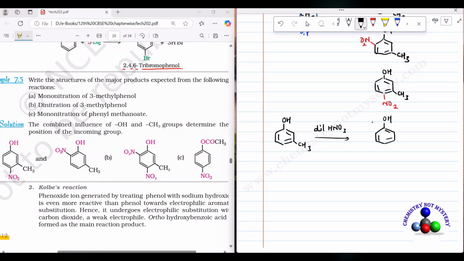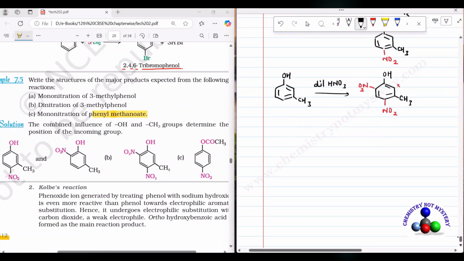This is OH group and this is CH3 group. As we have already discussed, this position is sterically hindered position. So we are not going to attach nitro group at this position, but we can attach nitro group at ortho position as well as at para position. So nitro group will get attached to para with respect to OH and ortho with respect to OH. So this will be the product of dinitration of 3-methylphenol. Now come to the third question. Mononitration of phenyl methanoate.